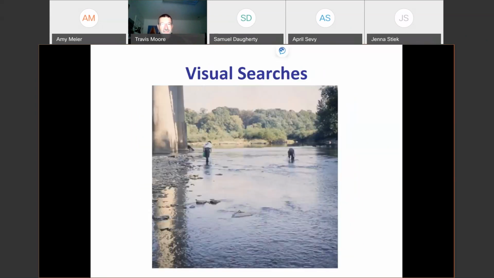You can do visual searches. If you're in shallow enough water and the water is really clear, you can just go out there and wade along and keep looking for those mussels. Oftentimes you do have to be aware of glare. You have to be aware of shadows and other things like that too. Polarized sunglasses work really well for this. You can see so much better when you're sampling this way.